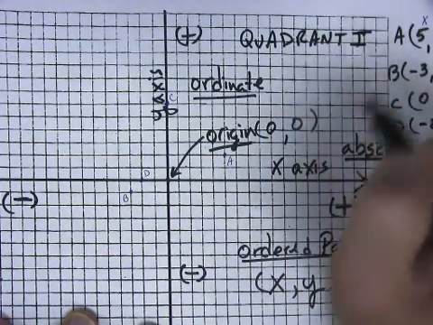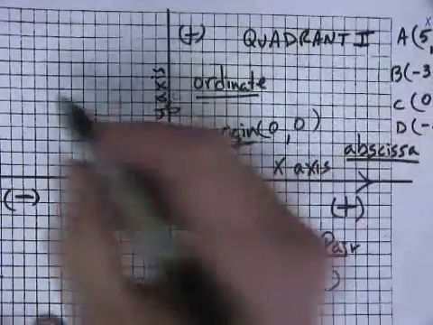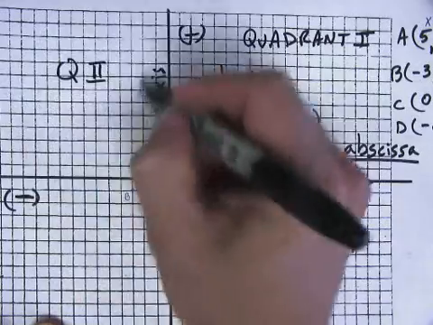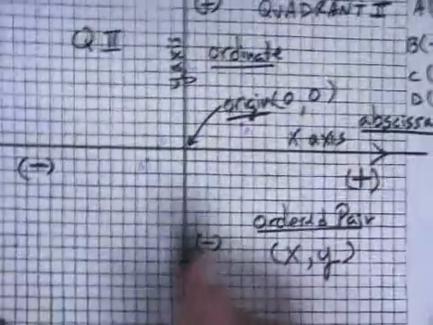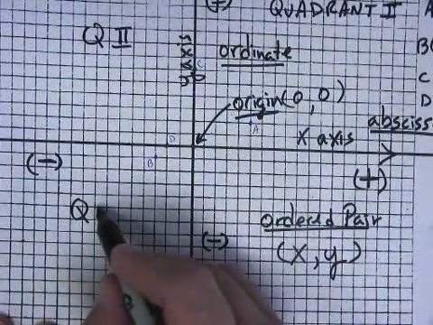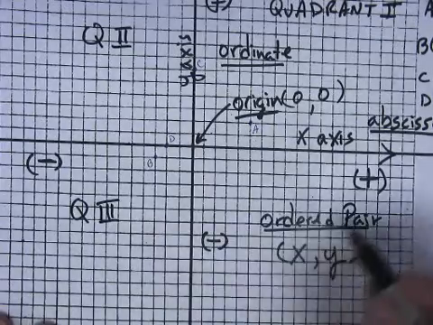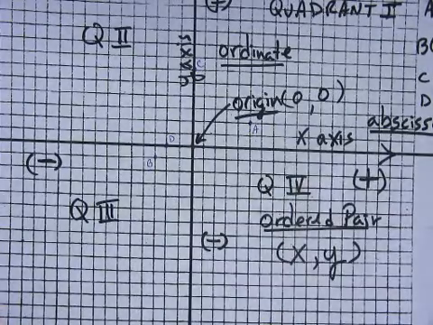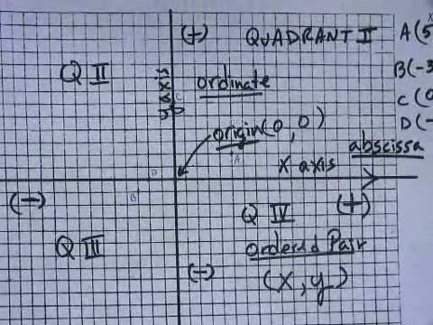We use Roman numerals to describe that. So quadrant 1, I'll just do Q. Here's quadrant 2, so this is all quadrant 2. Quadrant 3 is down here. And then quadrant 4, Roman numerals, is down there. So there is the Cartesian plane.